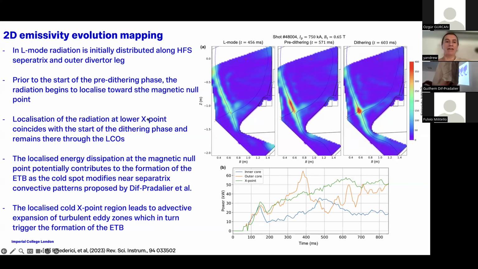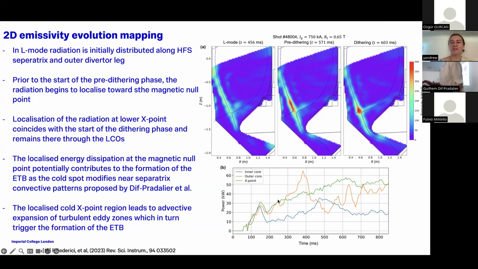So we went back and had a look at this, and what we found is that in the L-mode phase, kind of proper, the emissivity is distributed along the inner closed flux surface and along the outer divertor leg. And then in the pre-dithering phase, you can see that the radiation starts to move towards the X-point. And then what we found is that the beginning of the dithering phase coincides with the localization of the radiation at the X-point.